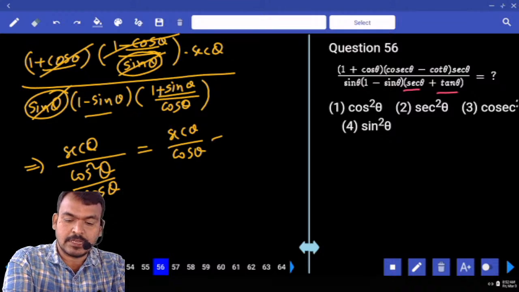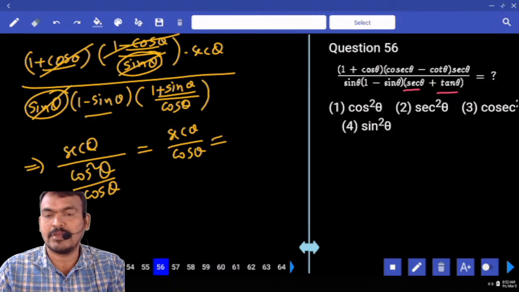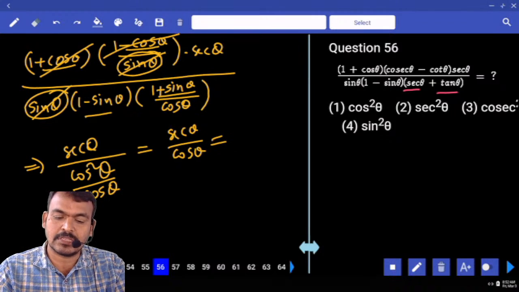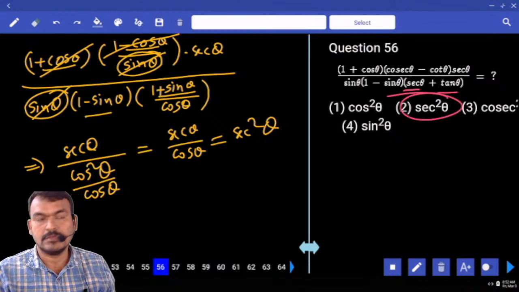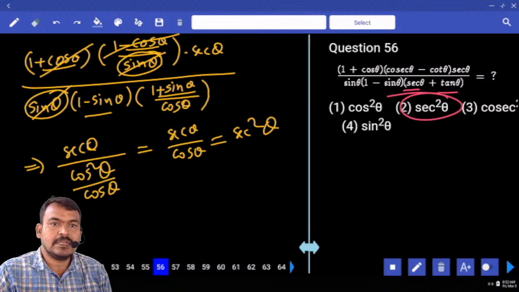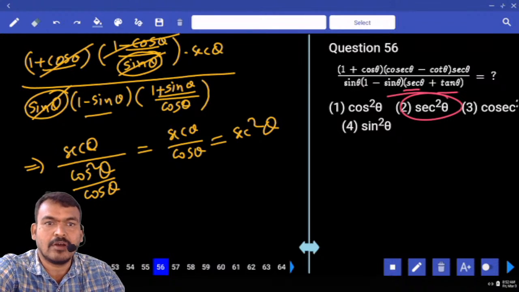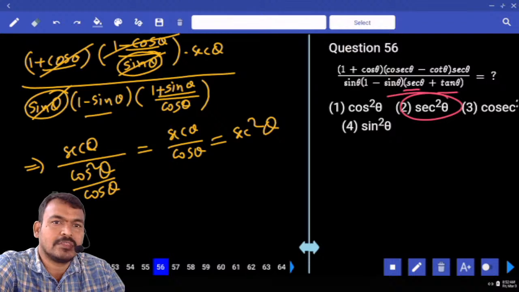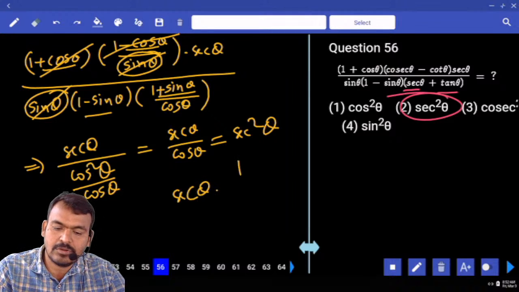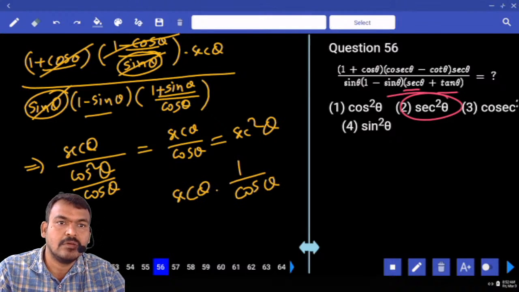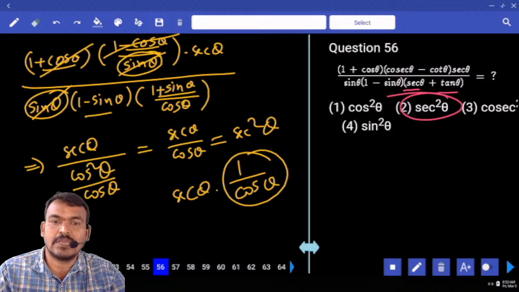Secant square theta. Actually 1 by cos theta means secant theta. Secant theta into secant theta, we are getting which one? Secant square theta. Secant theta into 1 by cos theta, and 1 by cos theta means secant theta. So secant theta into secant theta is secant square theta.